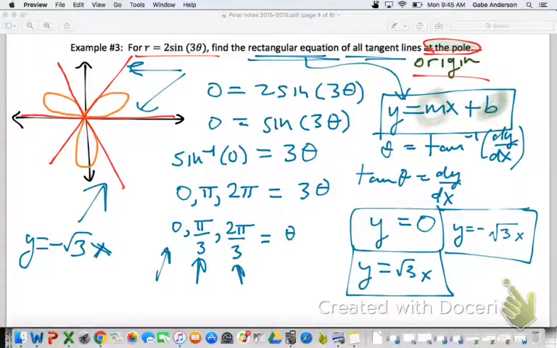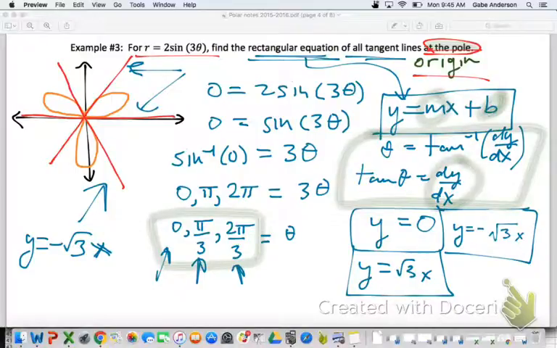And the reason why we used all this stuff right here is because the only thing we had going for us is we had these 3 angles. So the question is, how do I go from an angle like pi over 3 or 2 pi over 3 or 0 to a slope? The way that you do that is the relationship between theta, tangent, and dy dx. What we really want, of course, is dy dx because that's the slope of the tangent line.